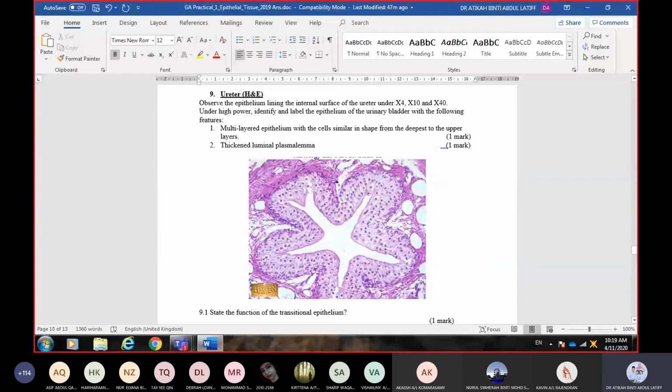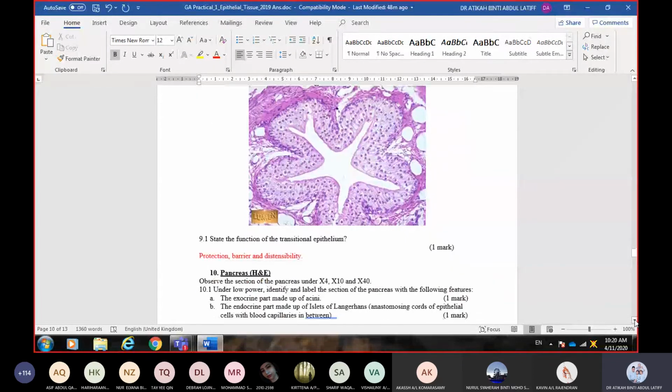transitional because it can change its shape. It consists of multi-layered epithelium. You can see here multi-layers. This is the apical part and this is the base. This is a cross section of a ureter. And they also have thickened plasmalemma. Plasmalemma is at the apical layer here. You can see it's lined by this purple line, and that is the thickened plasmalemma.